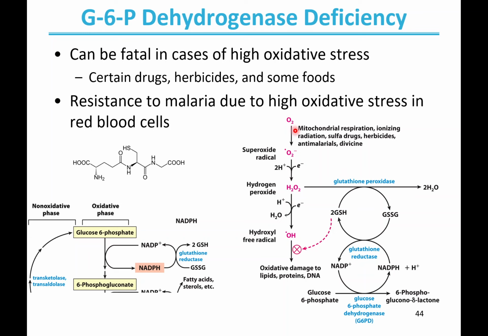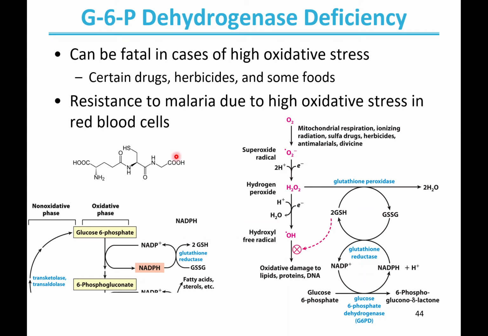So with certain things, even as simple as aerobic respiration in the mitochondria creates what are known as superoxide radicals, which then can make hydrogen peroxide and hydroxyl free radicals. Okay, those are all very, very damaging to the cell, especially things like DNA. Those can really hurt the cell. So you don't want those around in very high concentrations.